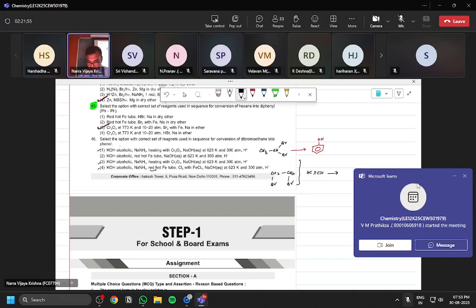Then I am passing through red hot iron tube. Then what I will get? Benzene. Then chlorine in presence of FeCl3, chlorobenzene. Then heated in presence of NaOH at high temperature, Dow's process. So what you will get? Phenol. So answer is option 4.